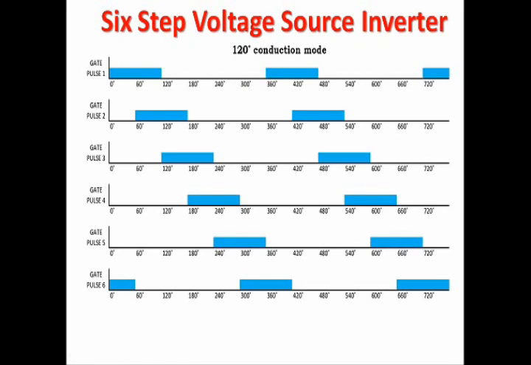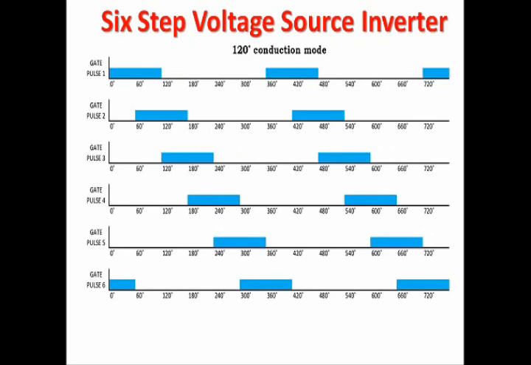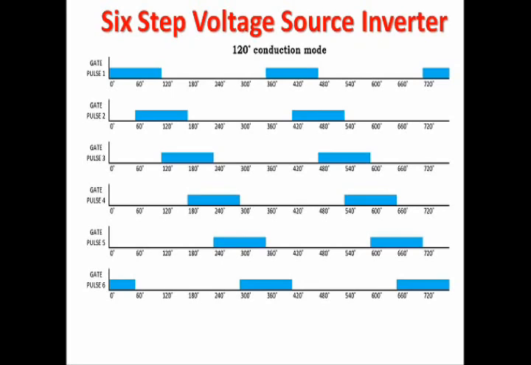The difference between the two conduction modes is only the pulse width. We can specify the operating mode with the help of pulse width also. In the 180 degree conduction mode, the pulse width of the gate pulse is 50%. Please check here: 0 to 180 is turned on, 180 to 360 is off, exactly 50% pulse width here. So 50% will be turned on, 50% will be turned off. In the 120 degree conduction mode, the pulse width will be 33.33%. The rest will be the turn off time. This is the basic difference between these two conduction modes.